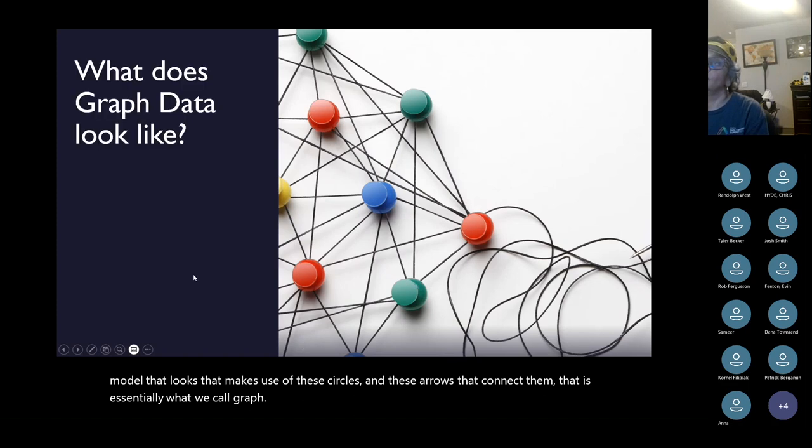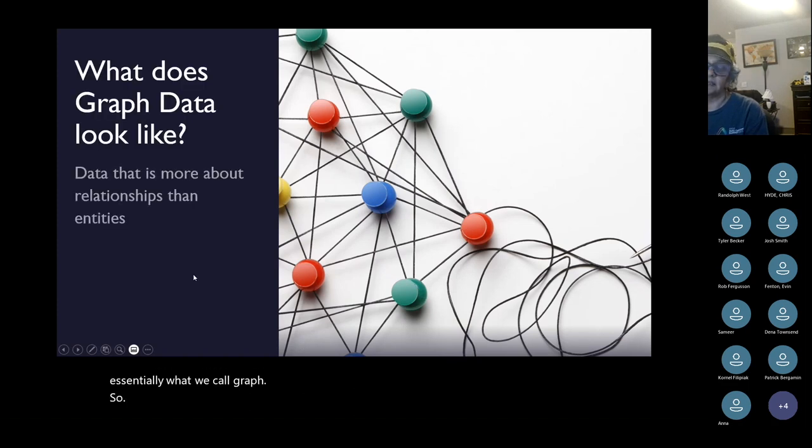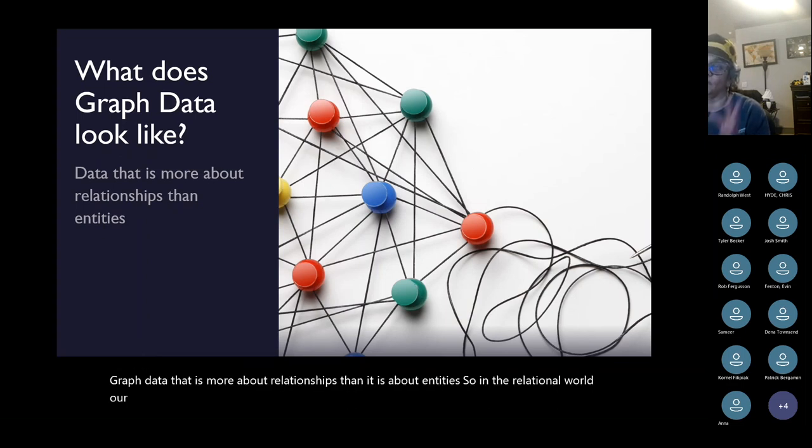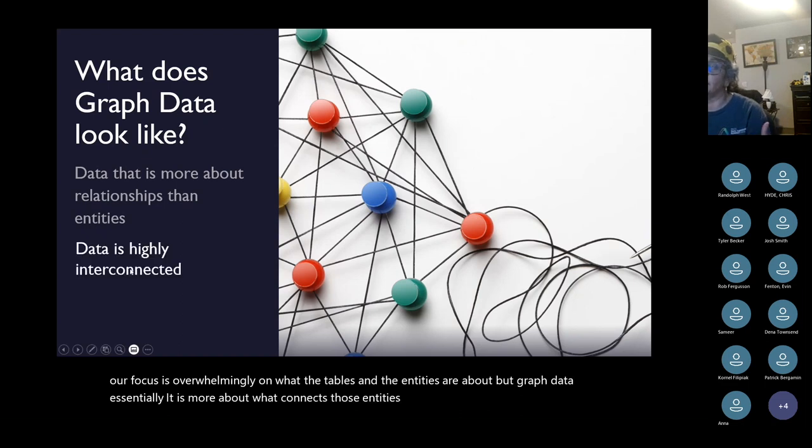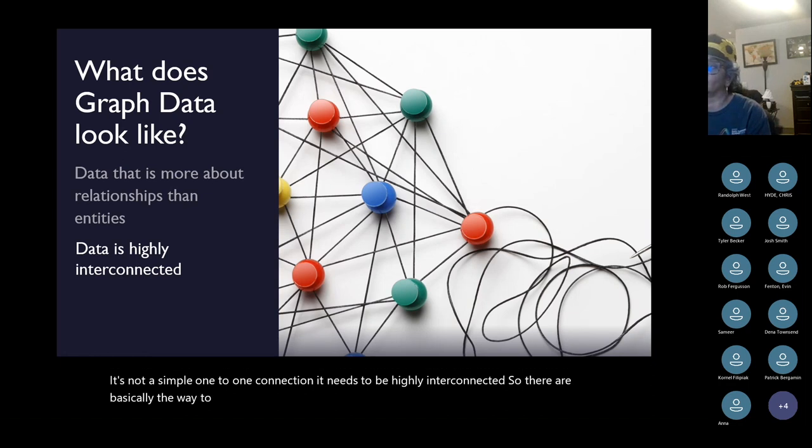So graph data is more about relationships than it is about entities. In the relational world, our focus is overwhelmingly on what the tables and the entities are about. But graph data is more about what connects those entities together. And it's not a simple one-to-one connection. It needs to be highly interconnected. The way to see it is the number of connections is exponentially higher than the number of entities in the graph world.